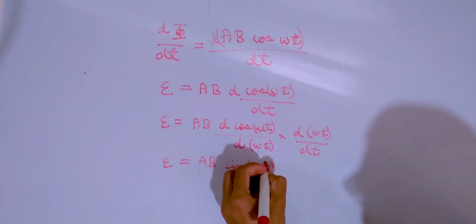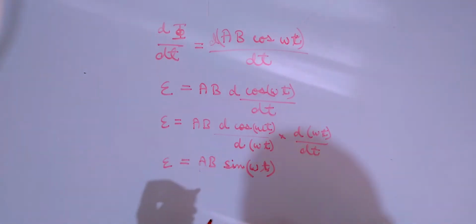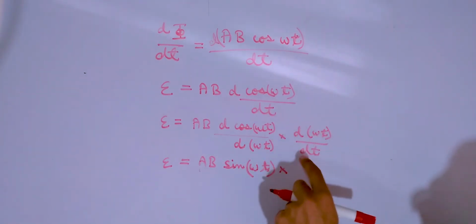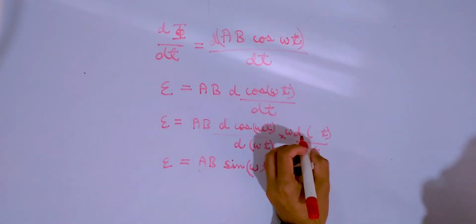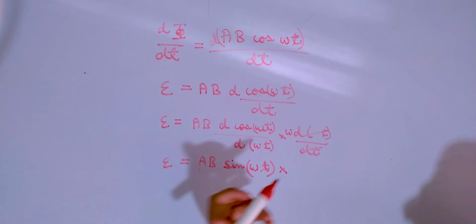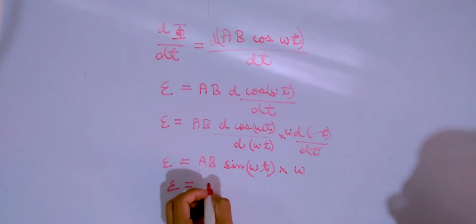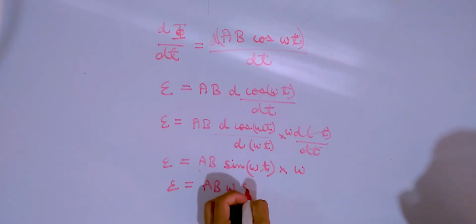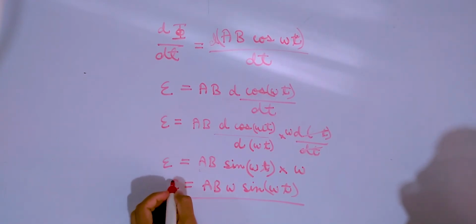I'm running out of ink, but there you go. So I get AB sine theta times the rate of change of omega t, so d omega t upon dt. Omega is a constant, I can pull that out, and what I get is omega times dt upon dt, and dt and dt cancel out because the rate of change of time with respect to time is 1. I am left with an omega there, so the EMF equals AB omega sine omega t, and I'll write the omega here because even that is a constant in a given case. And that is your EMF right there.